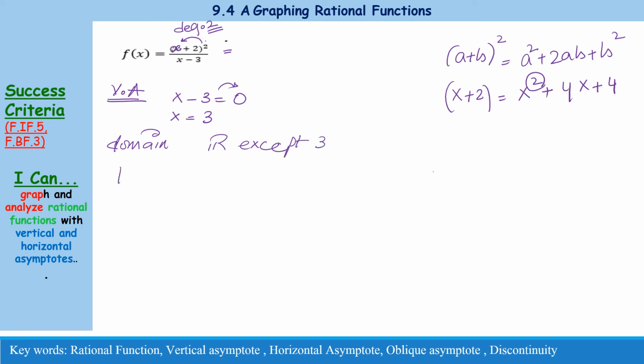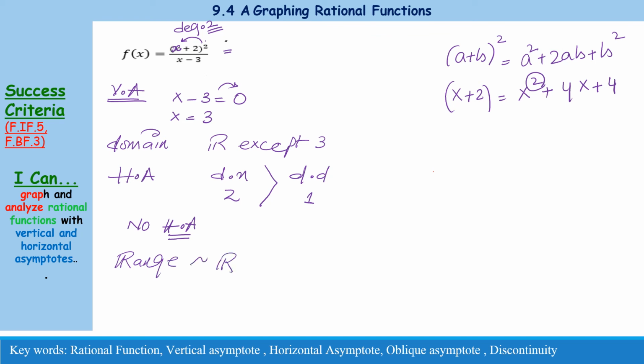After that, you have the horizontal asymptote. Just now we said that the degree of the numerator is 2 and the degree of the denominator is 1. Since the numerator's degree is bigger than the denominator's, we will write no horizontal asymptote. Now, if it is so, our range is going to be all real numbers.